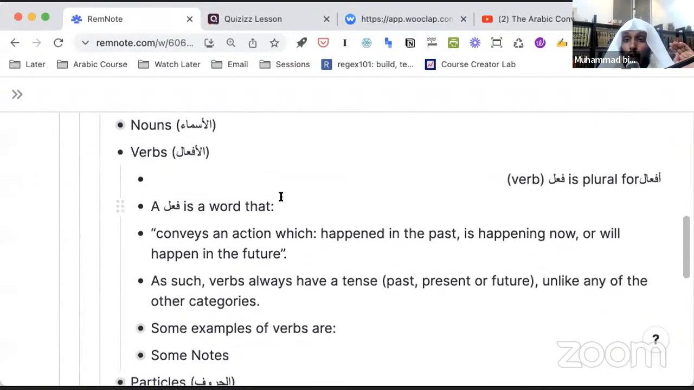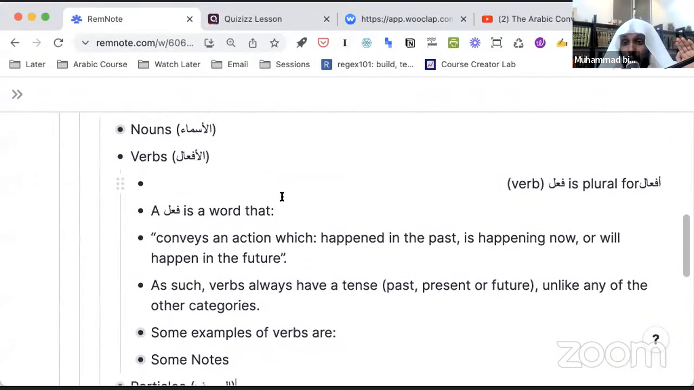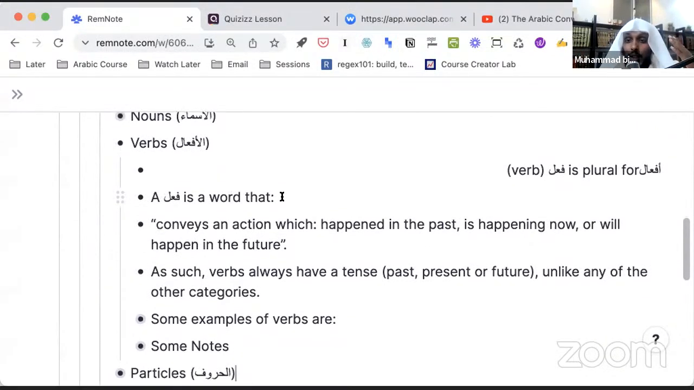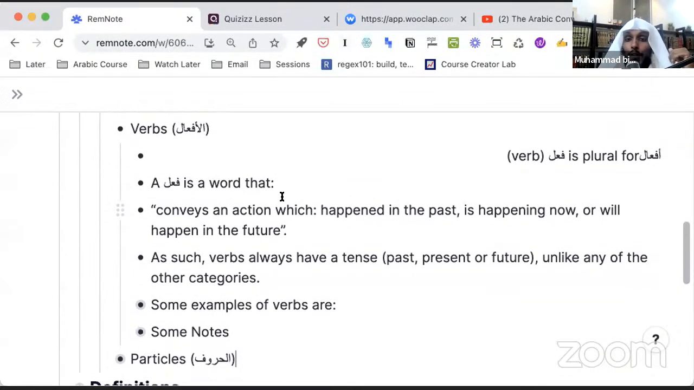The second one is verbs, أفعال. Okay? فعل, singular, أفعال, plural. What is a fi'l? ما هو الفعل؟ A fi'l is a word that conveys an action. Something that happened in the past, or something that's happening now, or will happen in the future. What do we notice here? We notice that verbs always have a tense. They always have a time. They're automatically connected to time. Nouns are not connected to time. You can say Khalid.